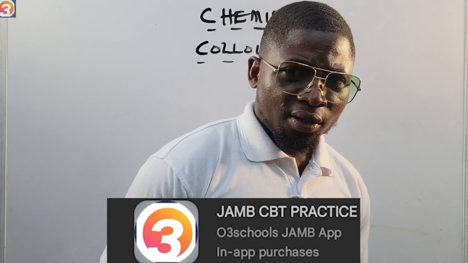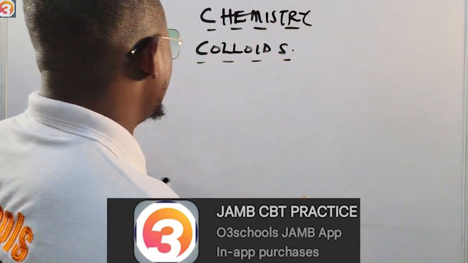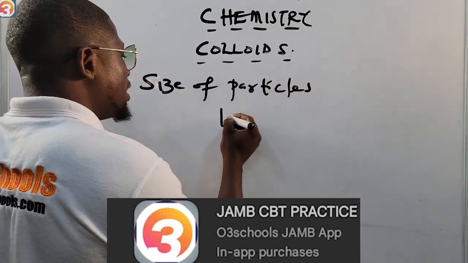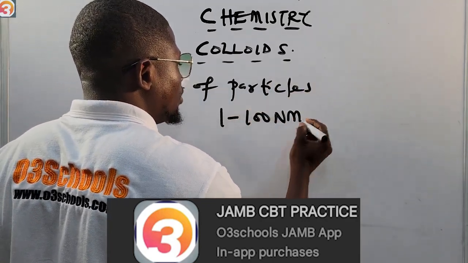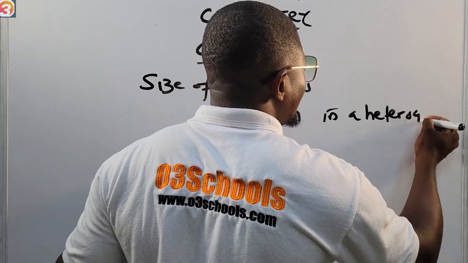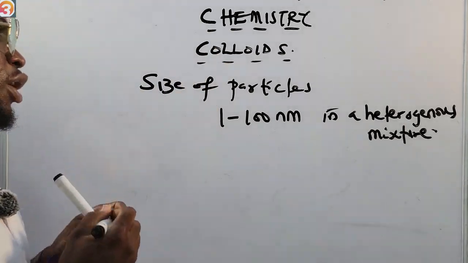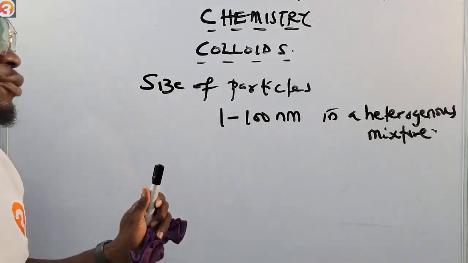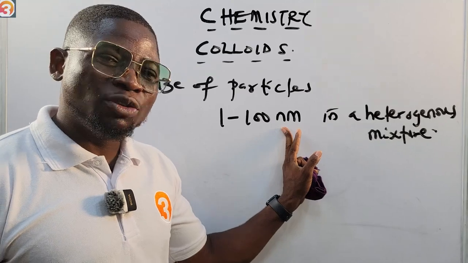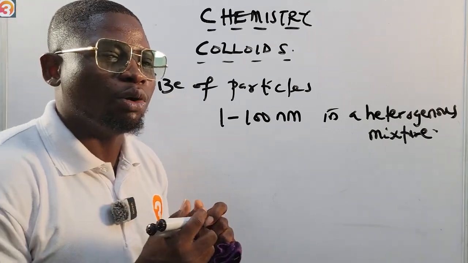Now let's look at colloids. Let me begin by letting you know that when the size of particles in a heterogeneous mixture, not homogeneous, is between 1 to 100 nanometers, then we classify that substance as a colloid.